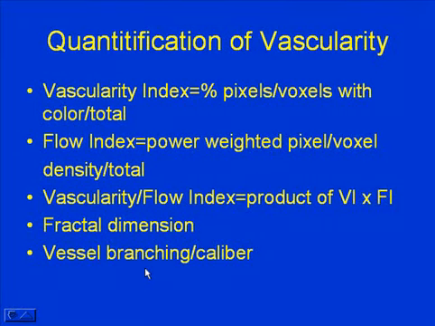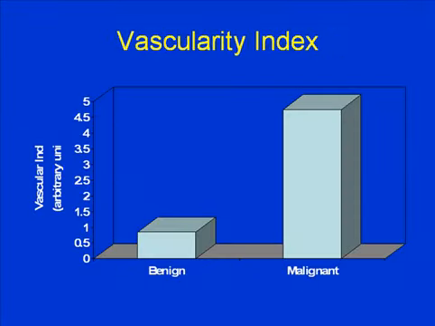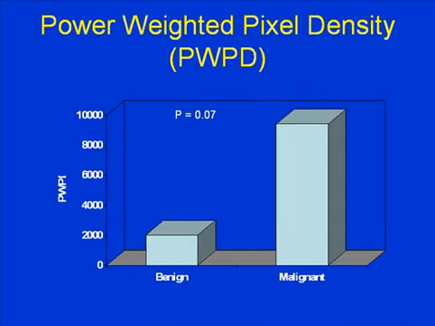So in trying to quantitate this, we can come up with a vascularity index, which is percent of pixels or voxels in 3D with color over the total, or flow index, which is power-weighted pixel density, which relates to the intensity of the signal, or the vascularity flow index. And we can look at fractal dimensions and give an idea of vessel branching and caliper. We found in our initial work a significant difference in benign versus malignant in the vascularity index. In the power-weighted index, we also saw a very significant difference.